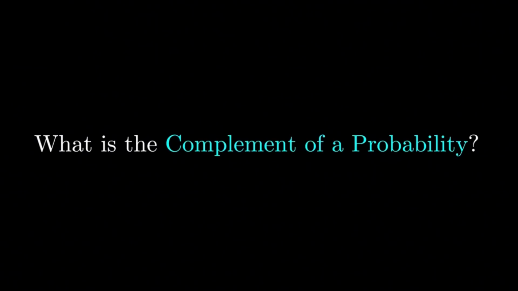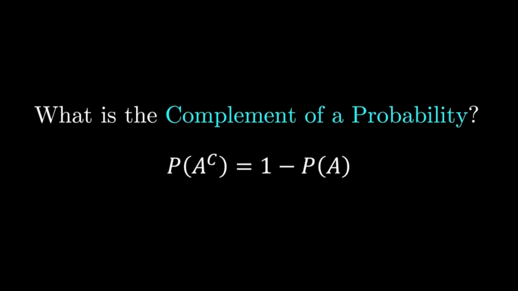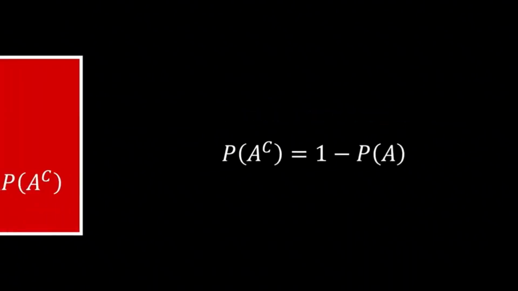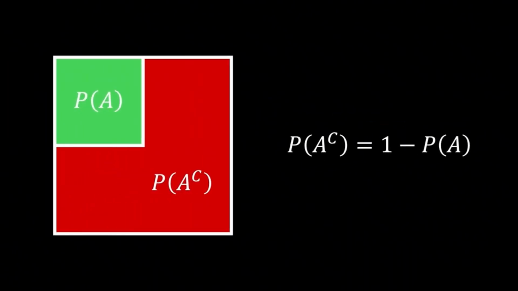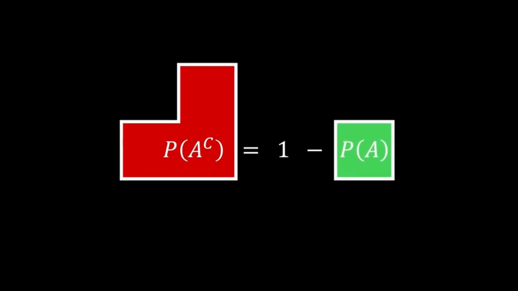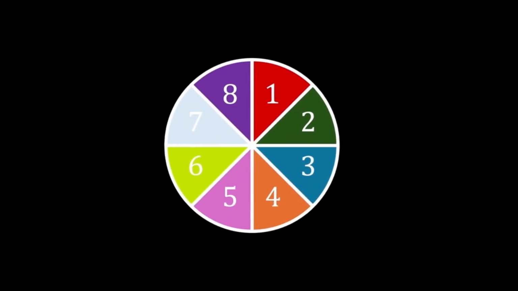All a complement means in probability is this: it's the chance of something not happening. Because the probabilities of every possible outcome always add up to 1, the complement is simply 1 minus the probability of the event happening. Easy, right? But here's the thing. Even though it's simple, lots of people don't actually use it when it could save them a ton of time. Let's try an example.